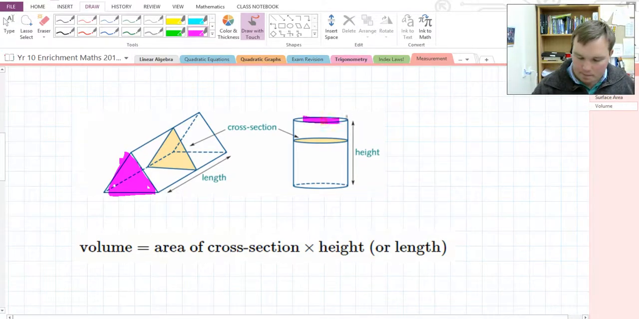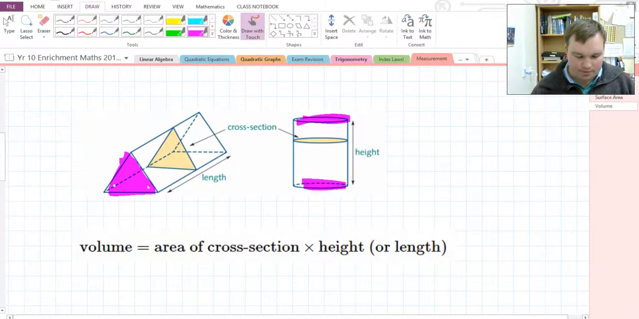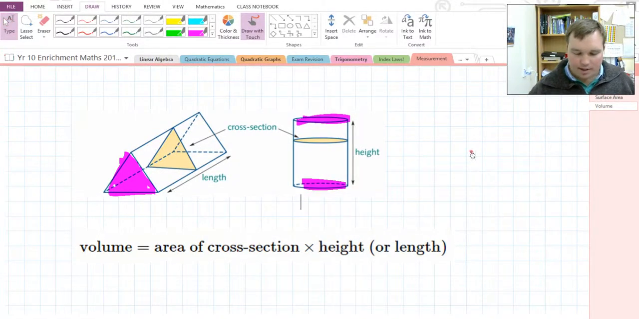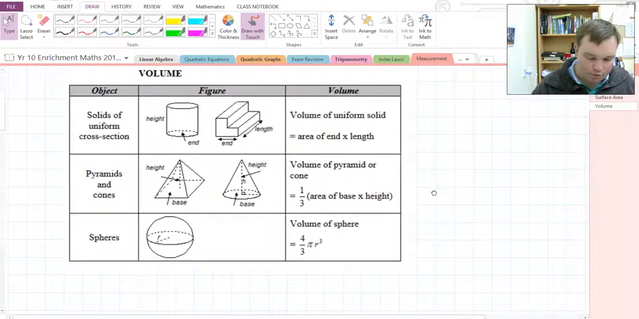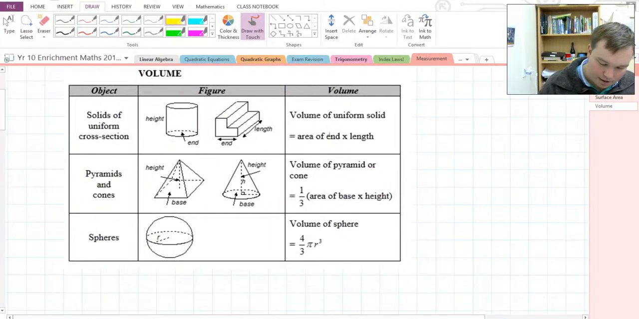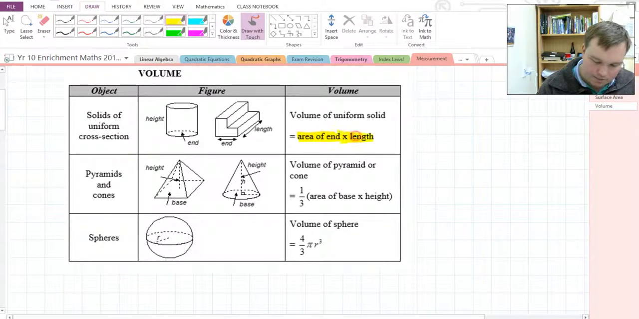So with a cylinder, that is your cross-section. Right. Now, that gives us the volume of uniform solids or prisms. It's just the area of the end or cross-section multiplied by the length.